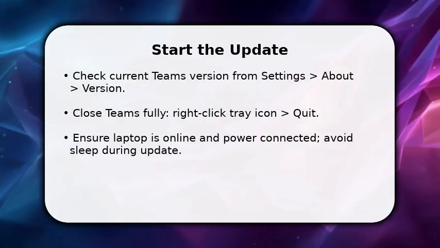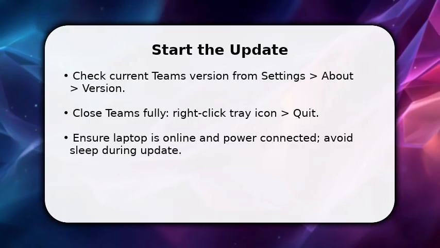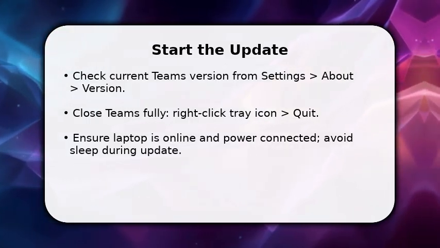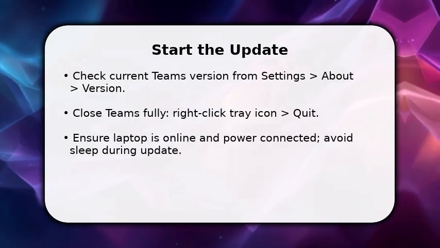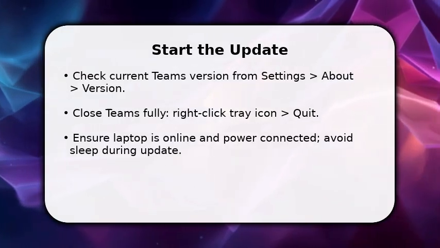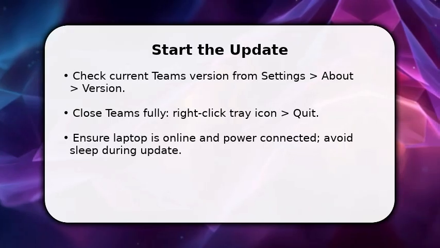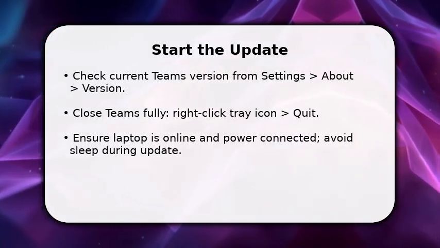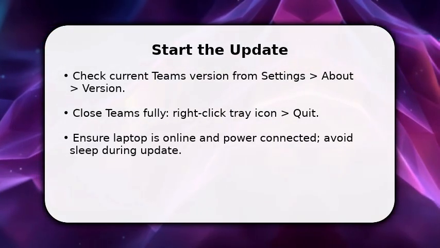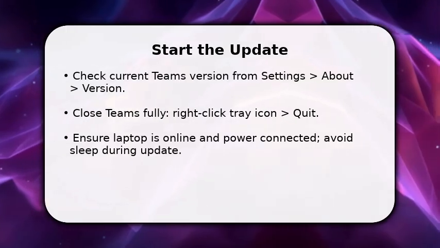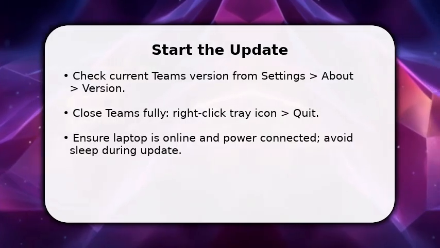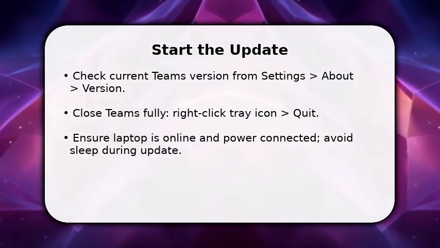You begin by confirming version and preparing the app. This prevents partial installs. Open Teams, go to Settings, then About to note the version. Once done, quit Teams from the system tray so files can be replaced cleanly. Don't just close the window. Make sure your laptop stays awake and connected to the internet and power so the update downloads without interruption. These quick checks reduce errors and let the installer run without file locks or network timeouts.